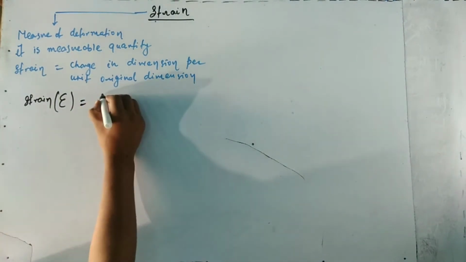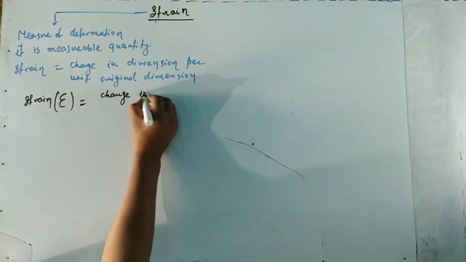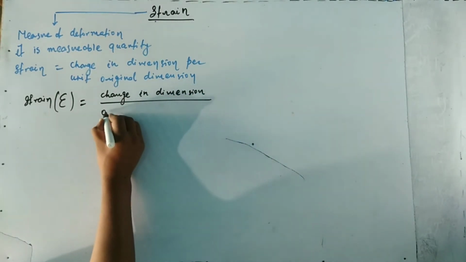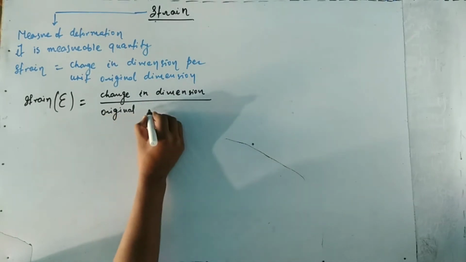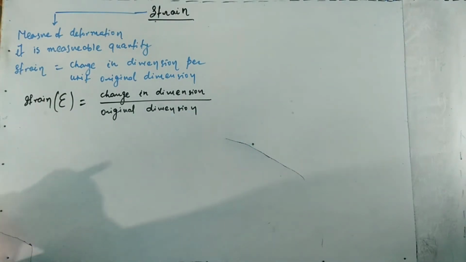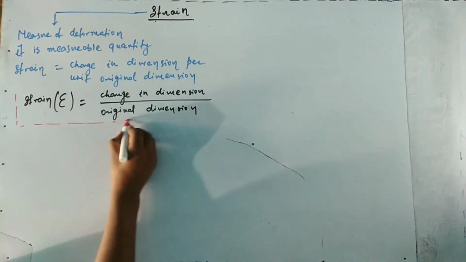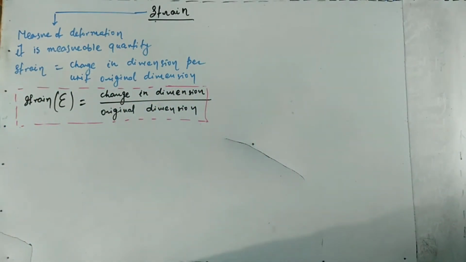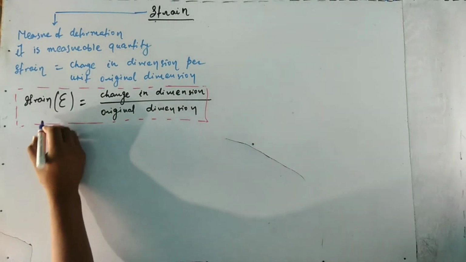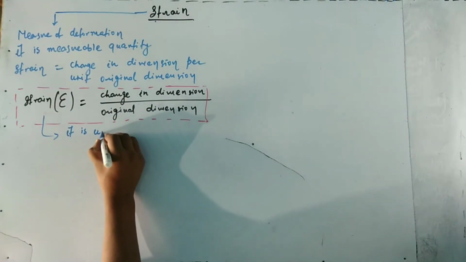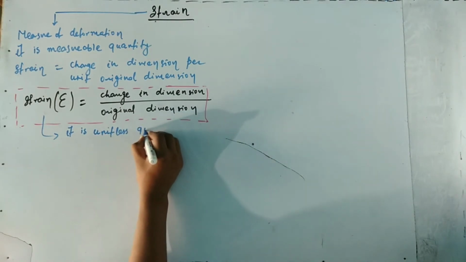It is denoted by epsilon. So epsilon is equal to change in dimension by original dimension. Here the ratio of dimensions is the same, therefore it will be a unitless quantity. Strain has no unit because the same dimensions cancel each other.